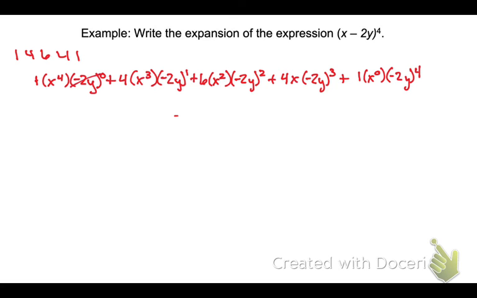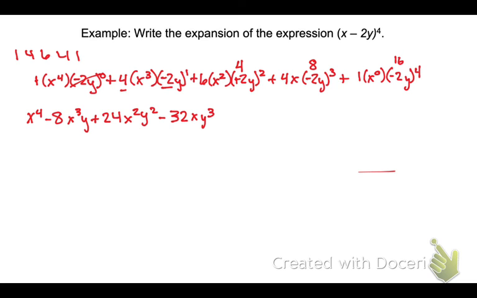Okay, so this is 1, so I just have x to the 4th. And then this is negative 2 times, so negative 8x cubed y. And then this is 4, so plus 24x squared y squared. And next one's going to be minus. And 8, so 32xy cubed. And then 4, 16, so plus 16y to the 4th.